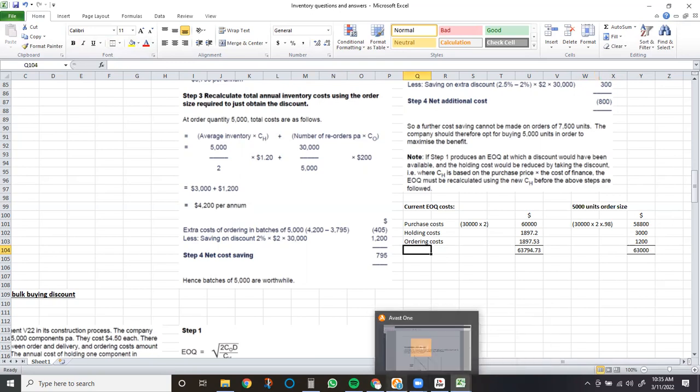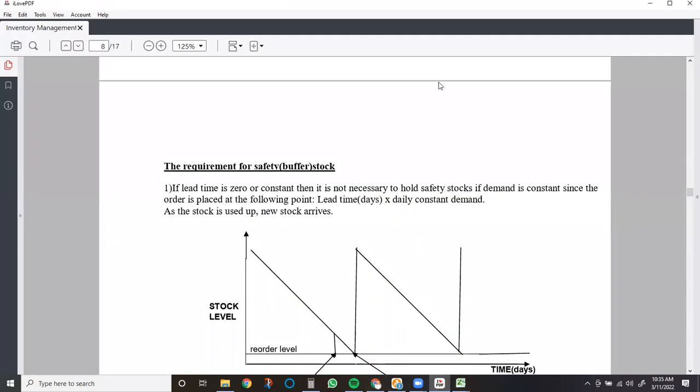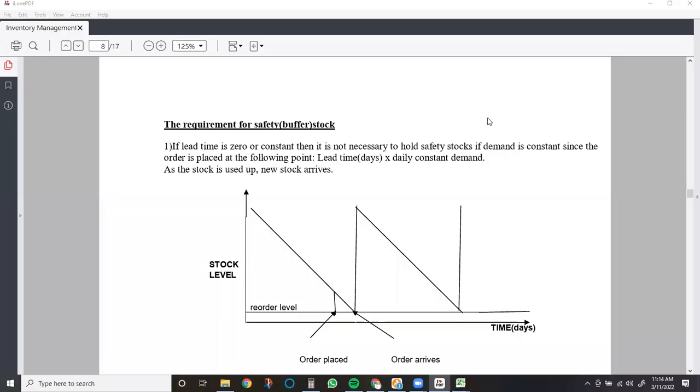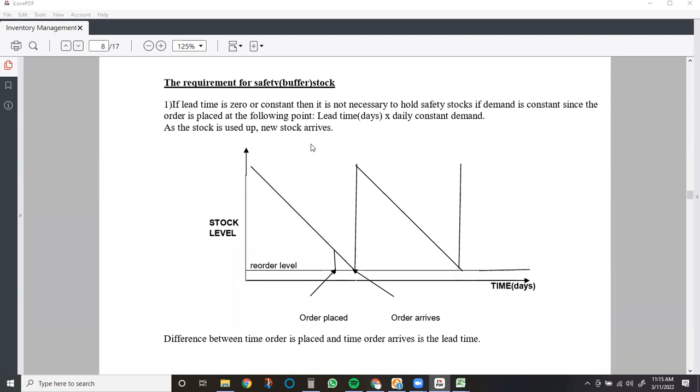Okay, now let us go back to this here. So this diagram actually is a representation of the requirement for safety stock. And if the assumptions of the EOQ strictly apply, then really there's no need for safety stock. I'll tell you why. Because some of the assumptions of the EOQ are as follows.